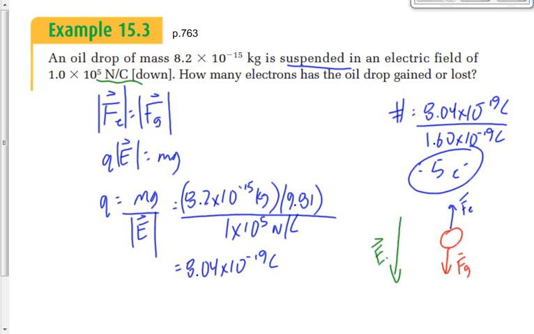What's the charge on the oil drop? Positive 8.4 or negative 8.4? Yep, negative. Because negative charges experience a force opposite to the field. Does that make sense? If they had said the field was upward, then we would know that this is a positive charge because the force would be in the same direction as the field. So that means that it's a negative charge. That means it's gained 5 electrons to make it a negative charge. Got that?